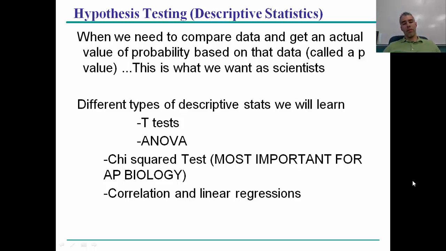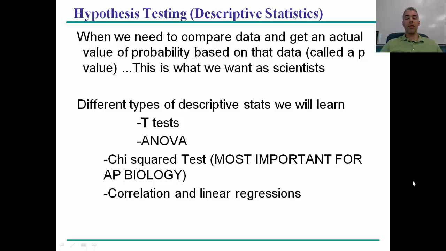One of the problems with most of those other statistics that we've done was that they don't actually give us those p-values that we really want. So we actually have to do inferential statistics, which give us those p-values, which we can then compare to 0.05 to determine whether or not our data is significant.